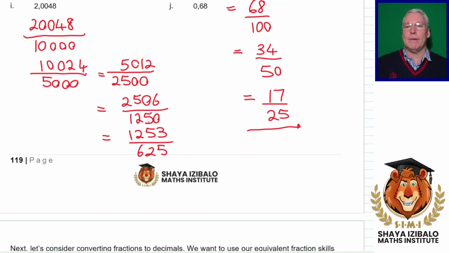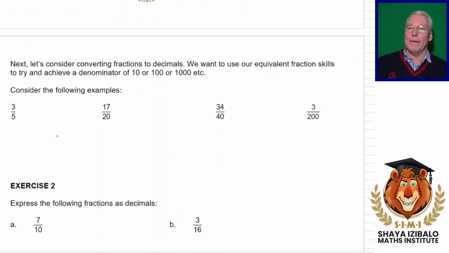Now, what we also need to be able to do is to go the other way. We need to be able to take fractions and convert them into decimals. And to do this, what we want is to have denominators that are either 10 or 100 or 1,000. So what can we do to 5 to make it 10? We can multiply by 2. If we multiply the bottom by 2, we've got to multiply the top by 2. Now 6/10 means that we've got a 6 in our tenths column. Do you see how we've taken that fraction and we've written it as a decimal?